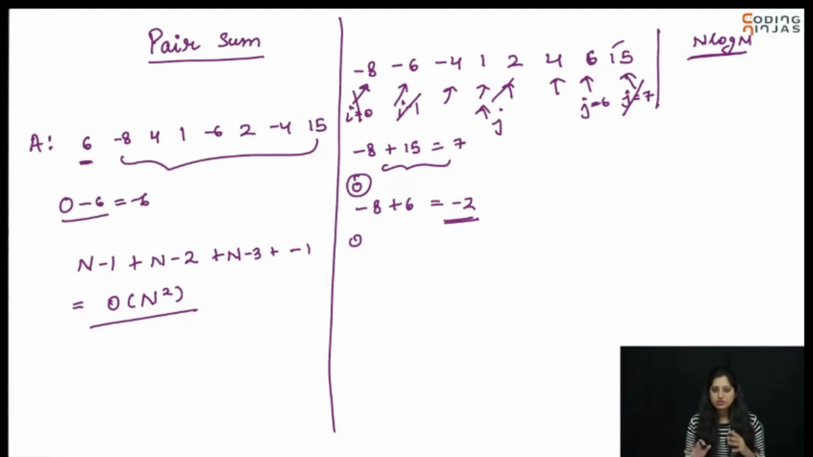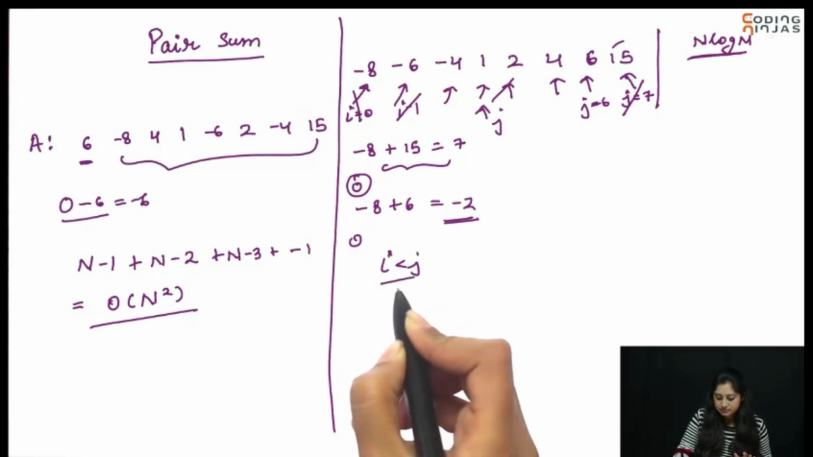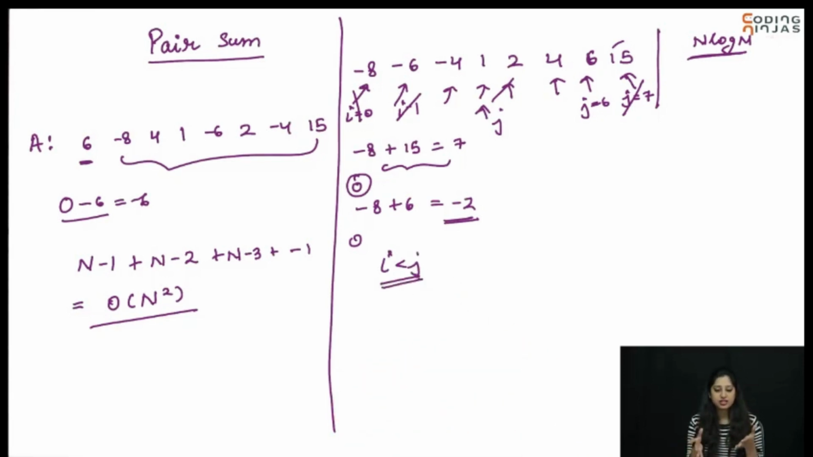So I should stop. So I should repeat this process of adding the elements at i and j till i is obviously less than j, till there are a certain number of elements in the range of i and j. And whenever you find a pair, you should print that pair and proceed. I hope the approach is somewhat clear to you.